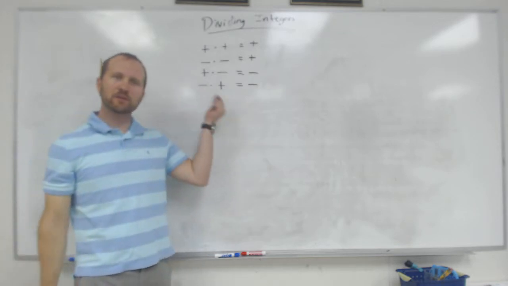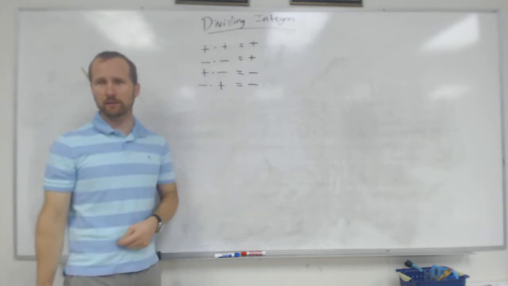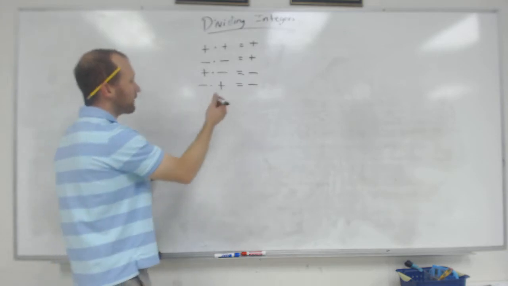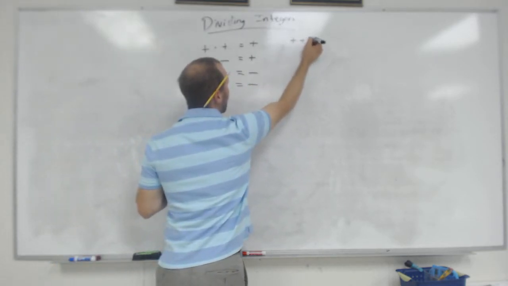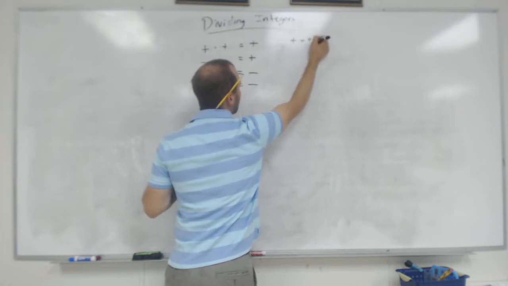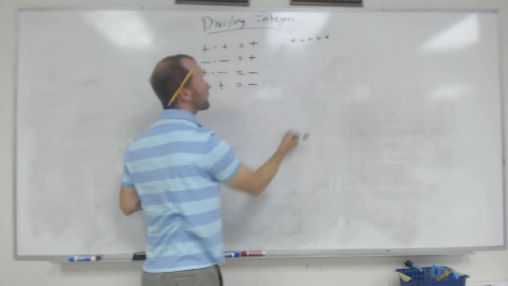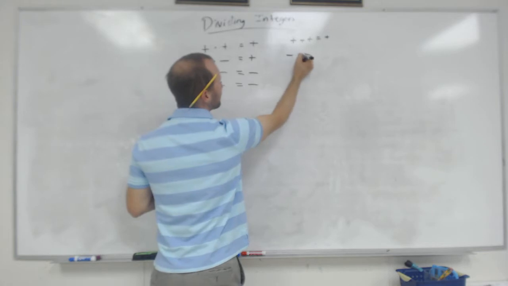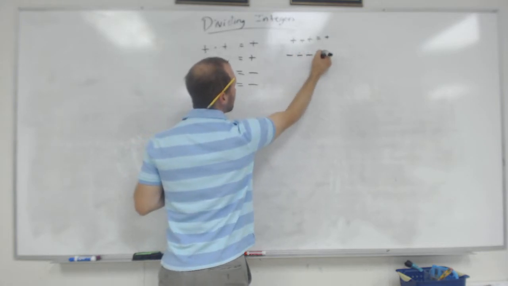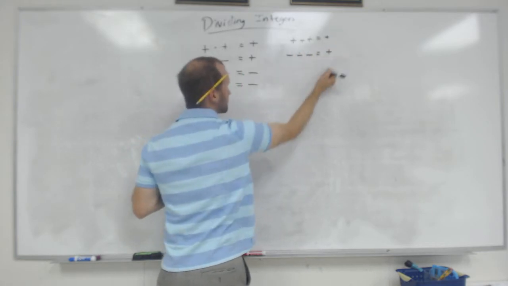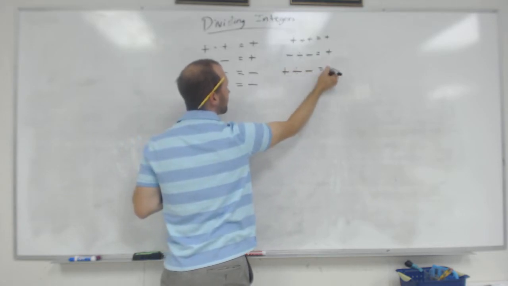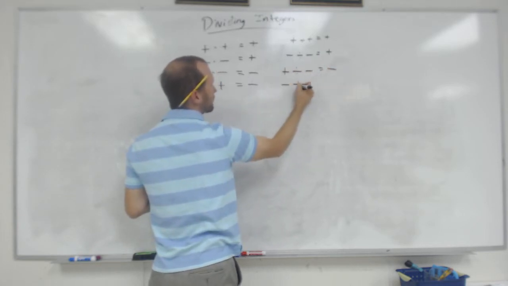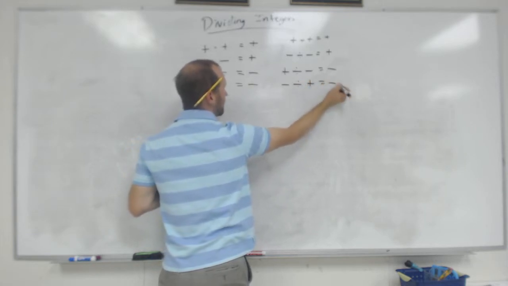Guess what? Dividing is the same way. So if I have a positive divided by a positive, that equals a positive. If I have a negative divided by a negative, that also equals a positive. If I have a positive divided by a negative, it's negative, and a negative divided by a positive is negative.